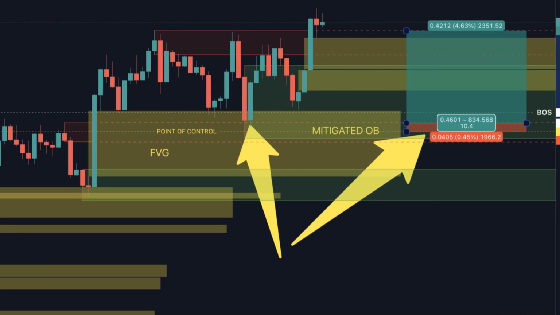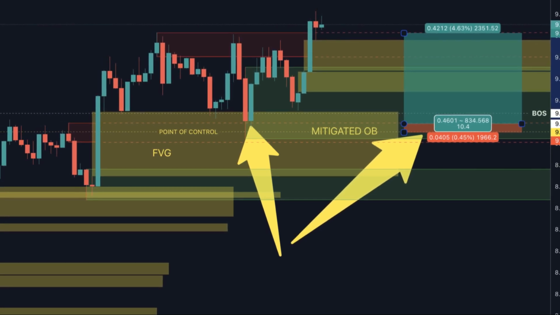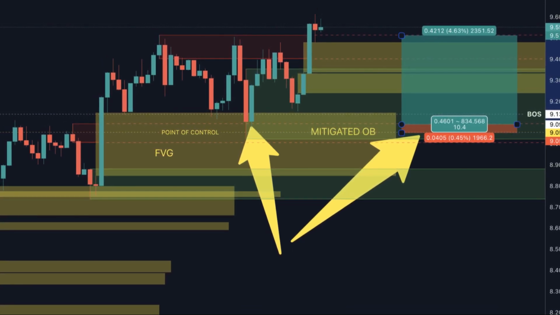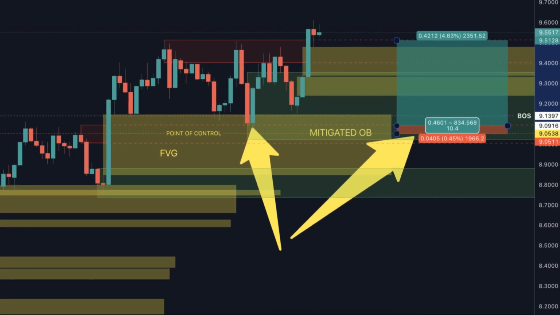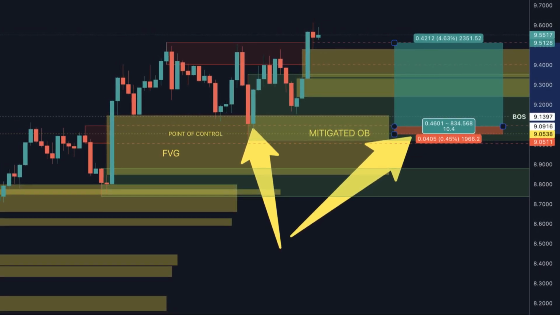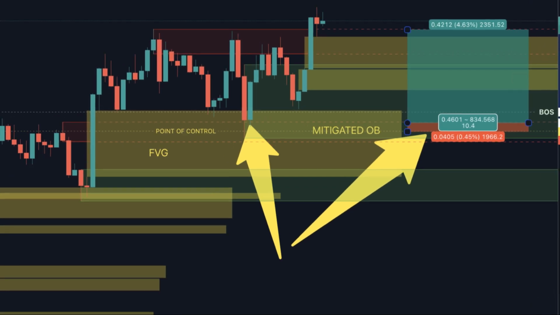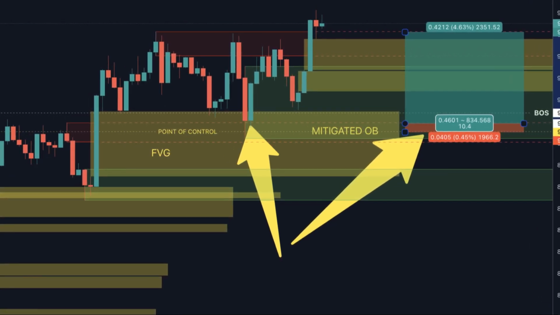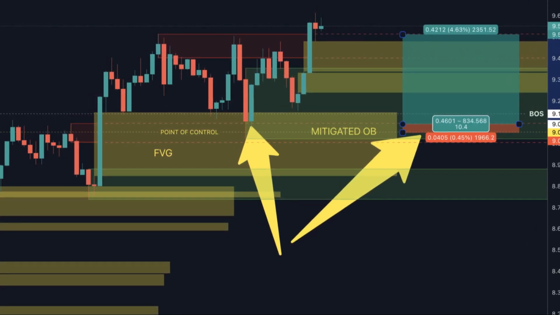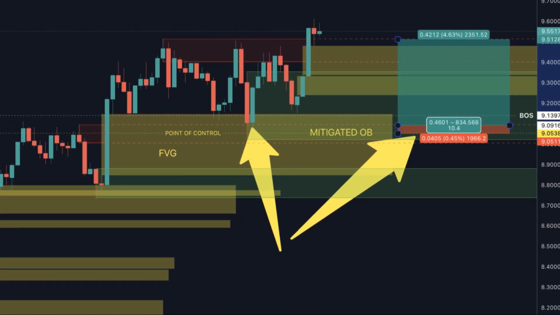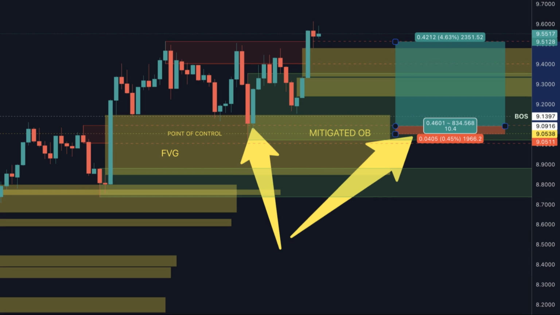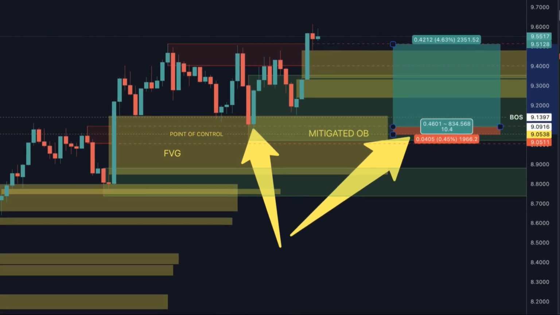By combining these tools, you're not relying on a single indicator. Instead, you're leveraging multiple sources of information, all rooted in liquidity, to create a more reliable strategy. Confluence is the key to confident trading. By combining fair value gaps, order blocks, and points of control, you're building a strategy that's both robust and precise.